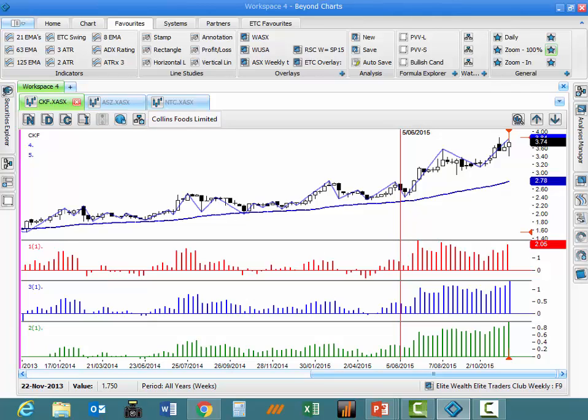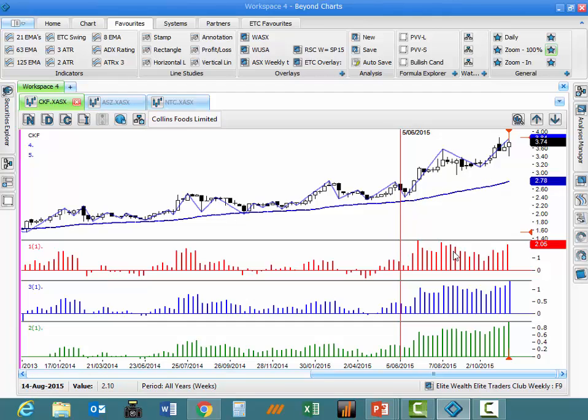So here's one, CKF, and some of you might remember that this is actually a stock that's in the Elite Traders Club at the moment. It was in the watch list, and it was a trade set up after we had a breakout past this medium-term peak where we had last trough well above second from last medium-term peak. So we had good price action on the basis of that. We had good relative strength as well.